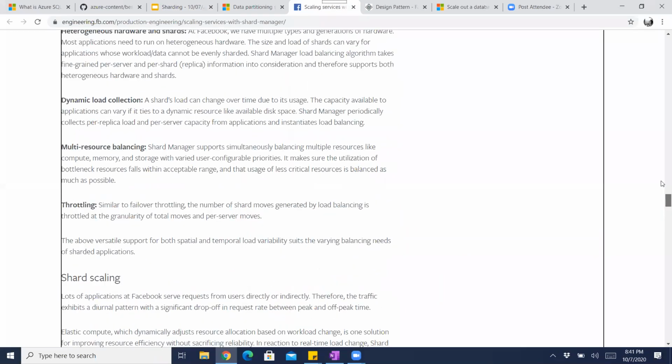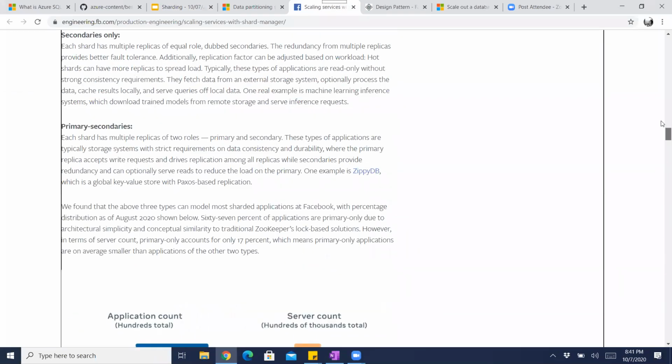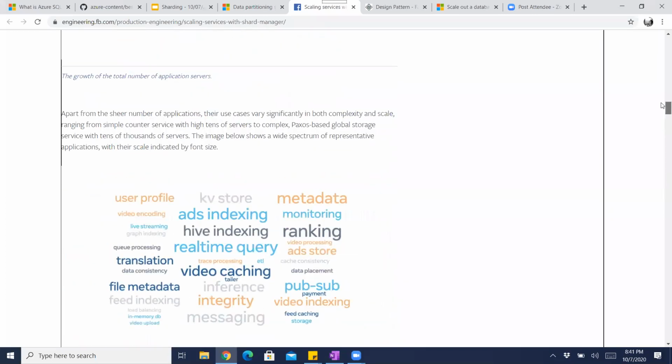Can you all see the blog page? I just want to make sure I'm sharing the right screen.